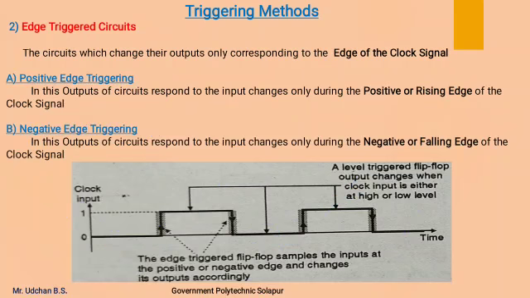Next we will see the edge triggered circuits. In this, the output changes corresponding to the edge of the clock signal. Again there are two types of edge triggering. Before that, again we will see this clock signal. The clock is having two edges. This one is the positive edge, or it can be called as a rising edge. This one is the negative edge, or this can be called as a falling edge of the clock pulse.